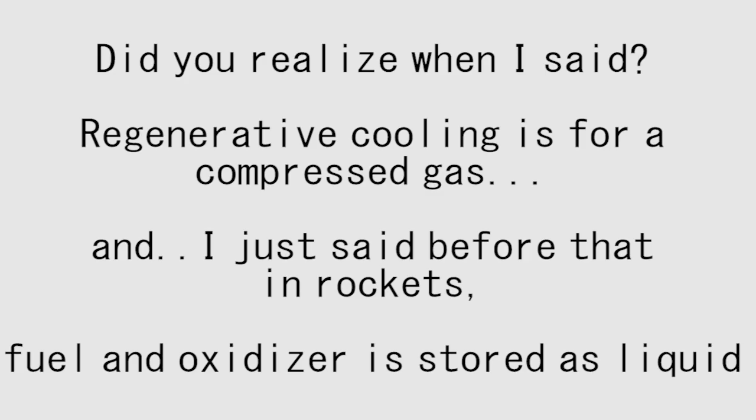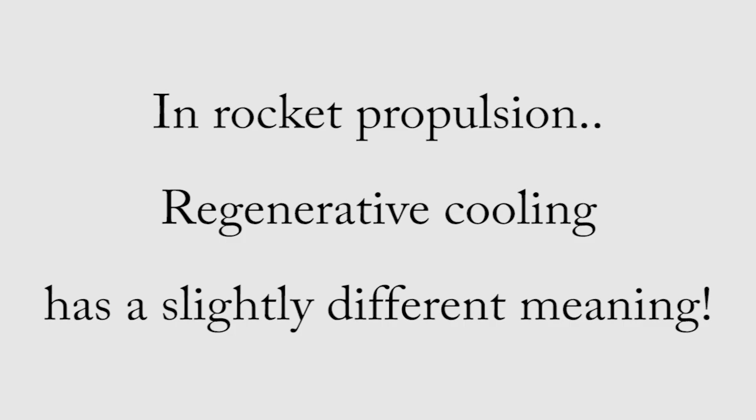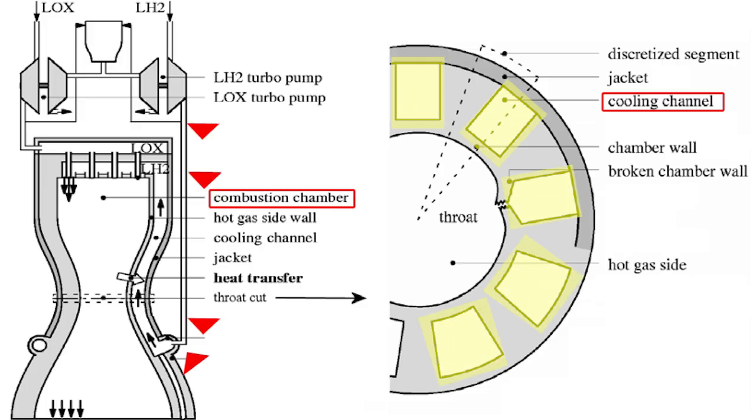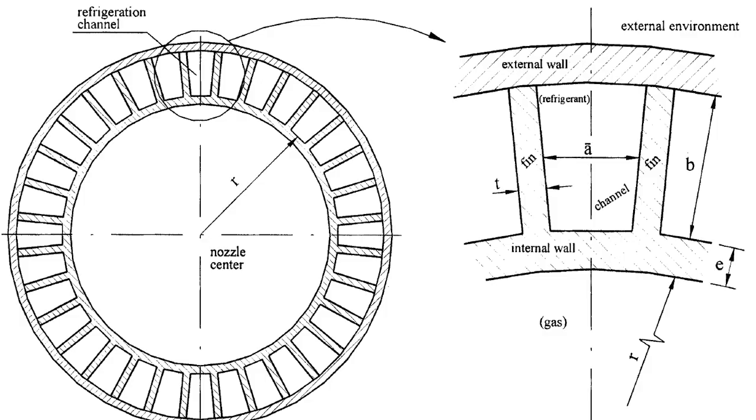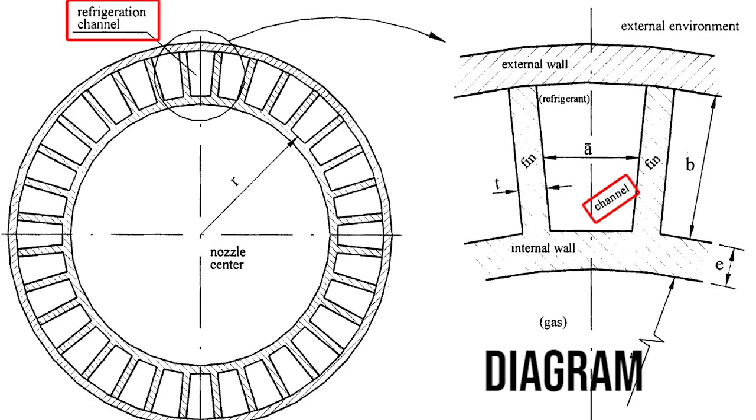Now, you must have noticed that I said gas and not liquid. However, the fuel or an oxidizer is stored as a liquid, right? So in terms of rocket propulsion, regenerative cooling is the process by which the fuel is pushed via cooling channels located between the inner and the outer wall of the engine before being pushed into the combustion chamber.